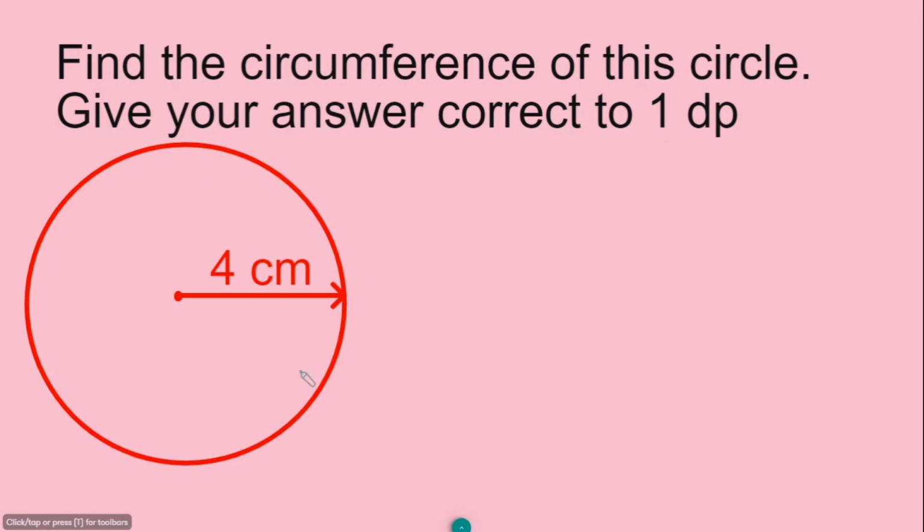Here we have a circle, and we have to find the circumference of this circle. It has a radius of 4 centimeters, and I have to leave the answer to 1 decimal place. Remember, to do this, I can use either of the two formulas like we saw at the beginning of the video. But because we have a radius, I recommend we use this one, 2 times pi times the radius.